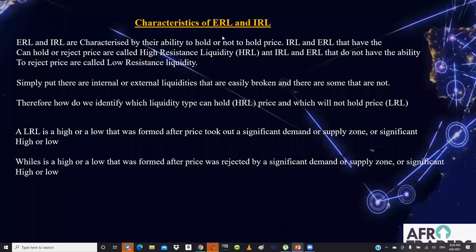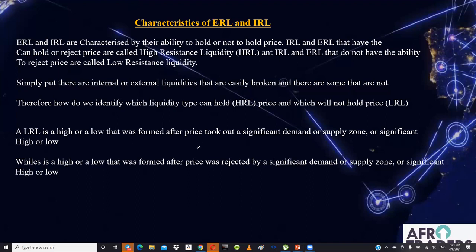Okay, so now the characteristics of internal and external liquidity. We are saying that internal and external liquidity are characterized by the ability to hold or not to hold price. Internal and external liquidity that can hold price or reject price are called high resistance liquidity.